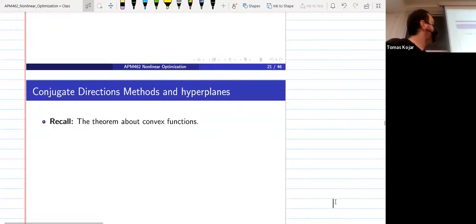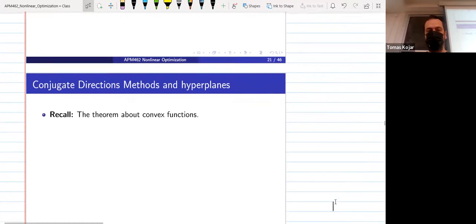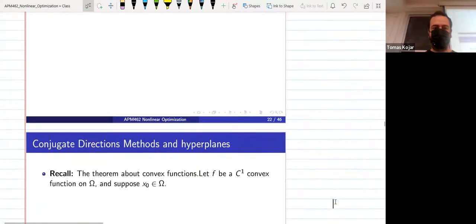So now let's go into the intuition of conjugate directions. It's a bit hard to visualize. Gradient descent is easy. We talked about it since the beginning of the course, that it points normal to the level sets. And something similar is happening here. So let's talk about it.